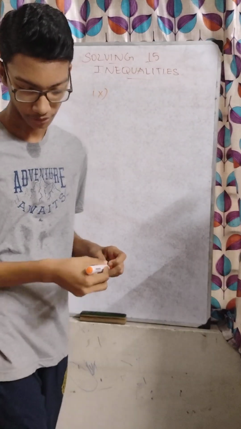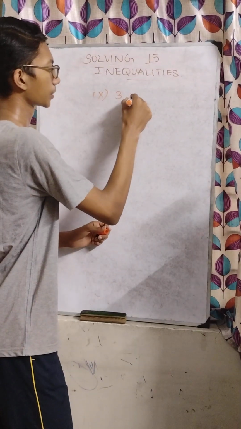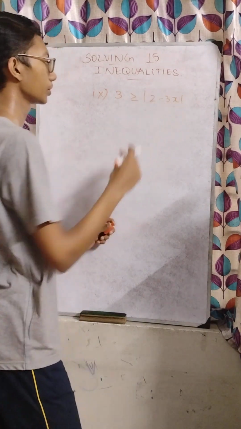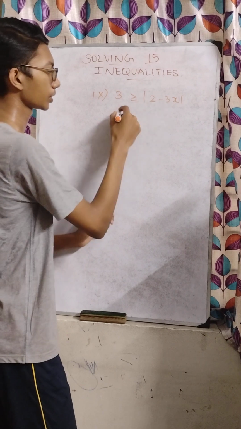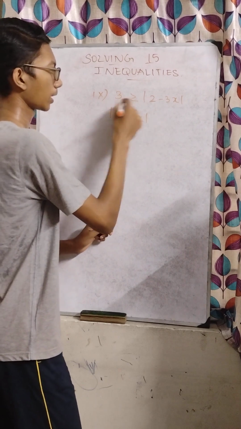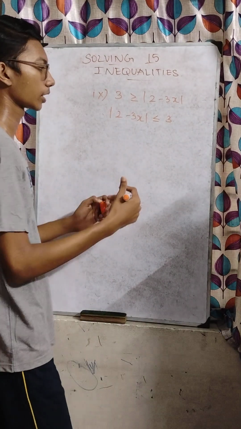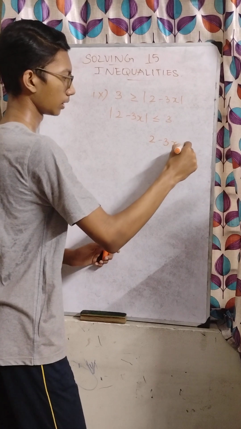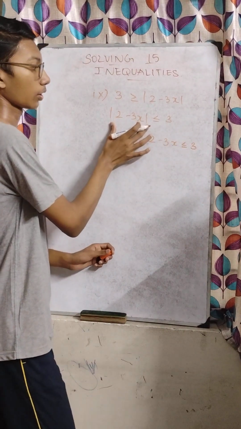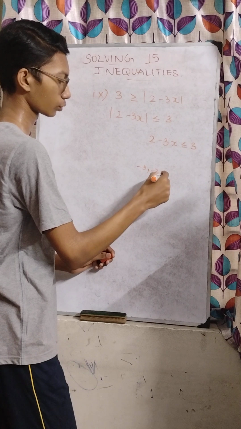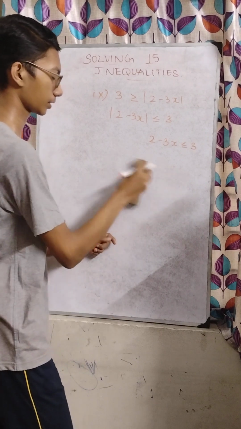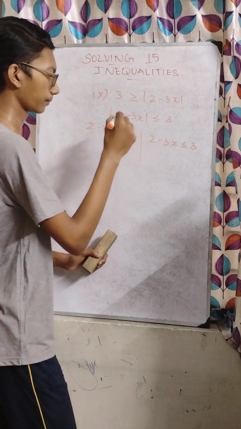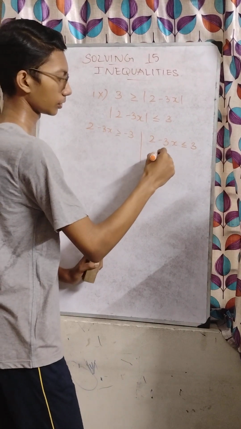I hope you can see the questions clearly. 3 is greater than or equal to 2 minus 3x. So this is the next question. We can write this as we did earlier, because that's what we have been dealing with earlier. So splitting this: less than or equal to 3. This can also be minus 3, minus 2, minus 1, which means it should be greater than minus 3. So 2 minus 3x is greater than or equal to minus 3. So these are the two parts. Now solve this as usual.